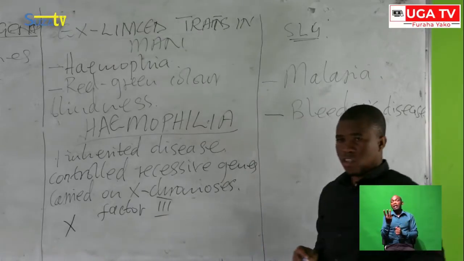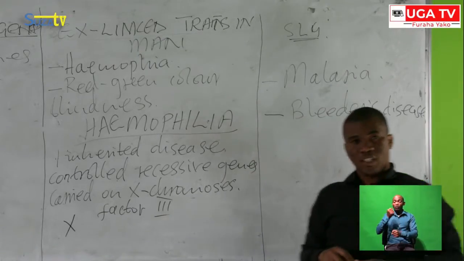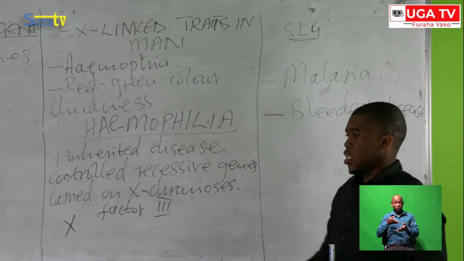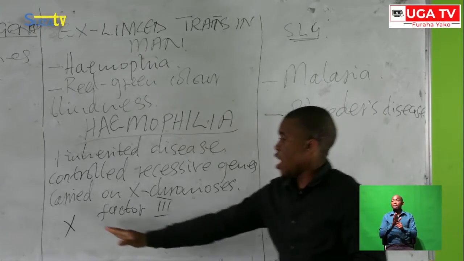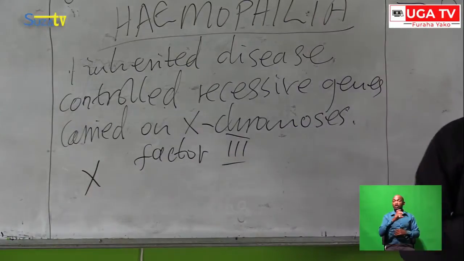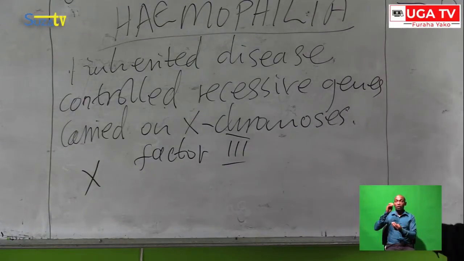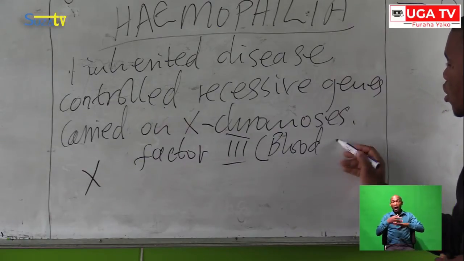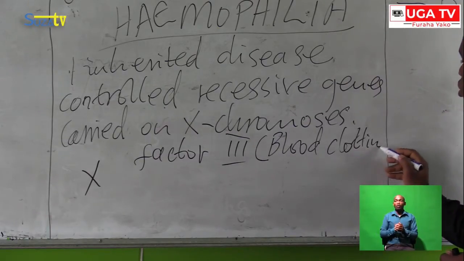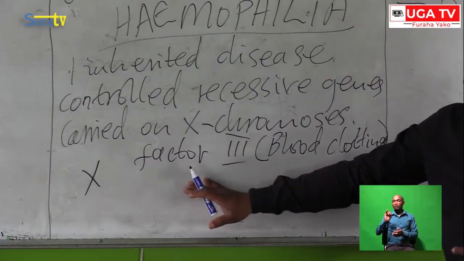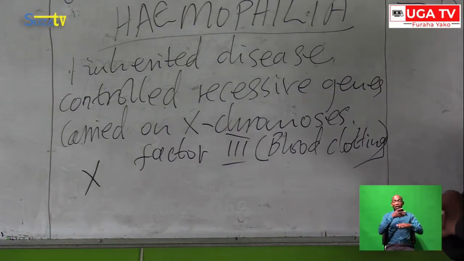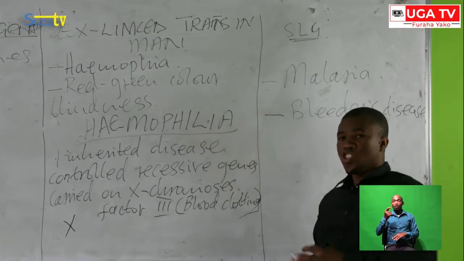What is factor 3, and what is the function of factor 3? Factor 3 is produced mainly on the X chromosome so as to increase the rate of blood clotting. So the function of this factor is just to increase the rate of blood clotting at the injured part.